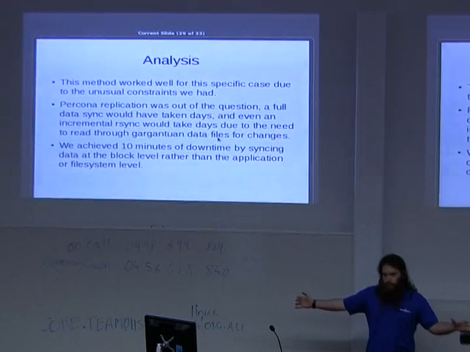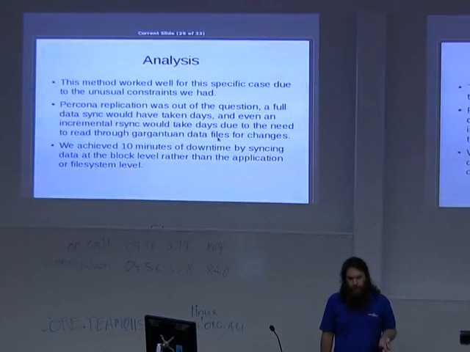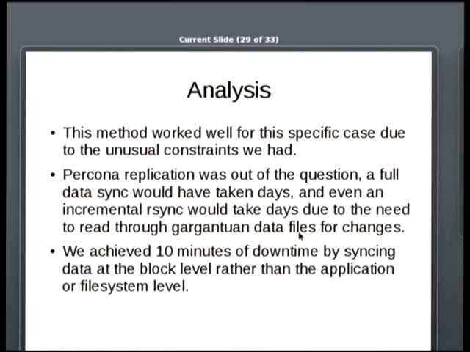An incremental rsync would actually take even longer because it has to read through all the files and make sure that nothing's changed, because Percona stores its data in huge blobby files, as relational databases tend to do. And rsync doesn't know how to introspect those, it just treats them as binary. So what we achieved through this was 10 minutes of downtime for a 3 terabyte data set by syncing at the block level rather than the application or the file system level.